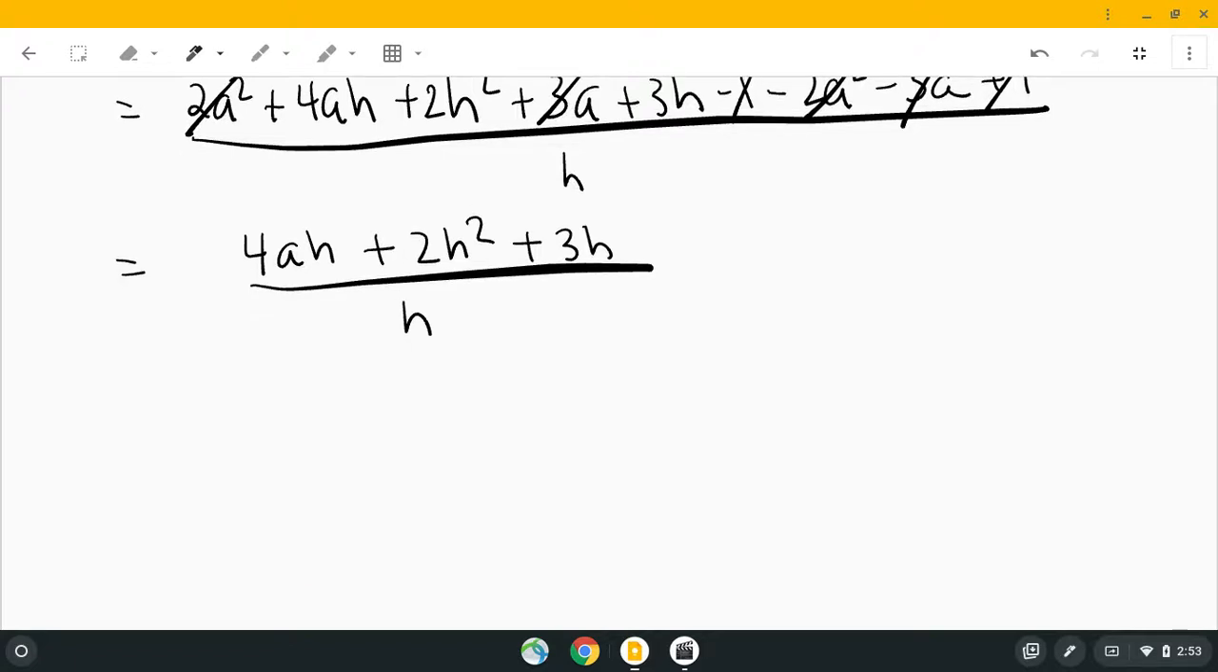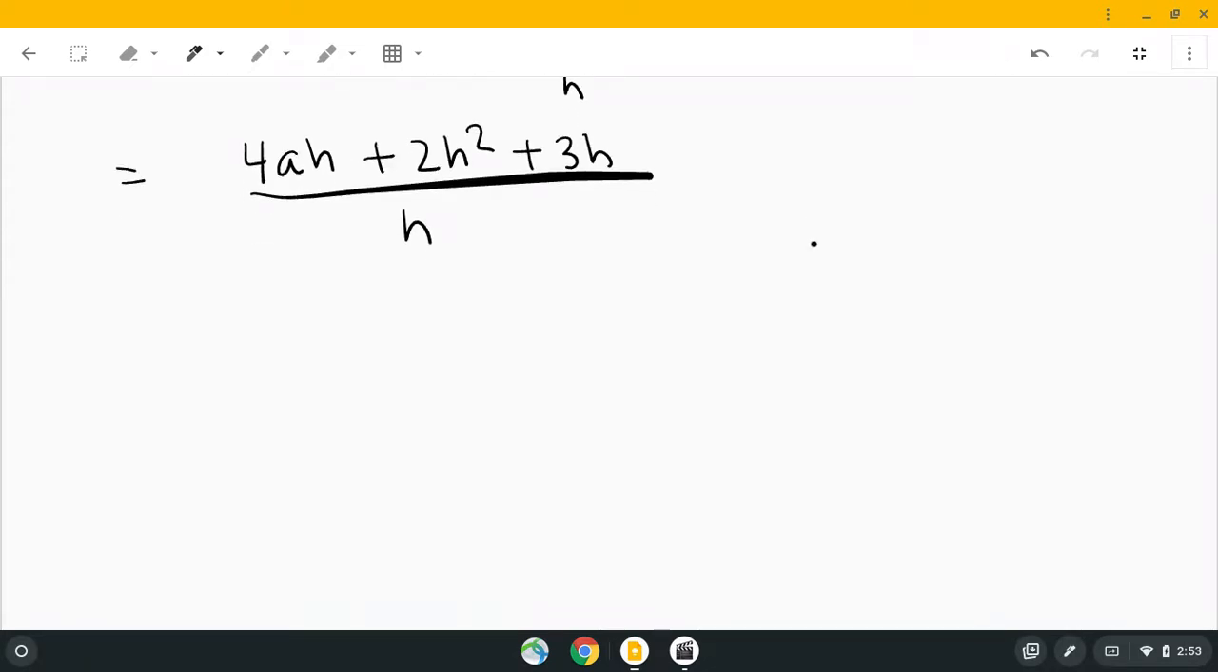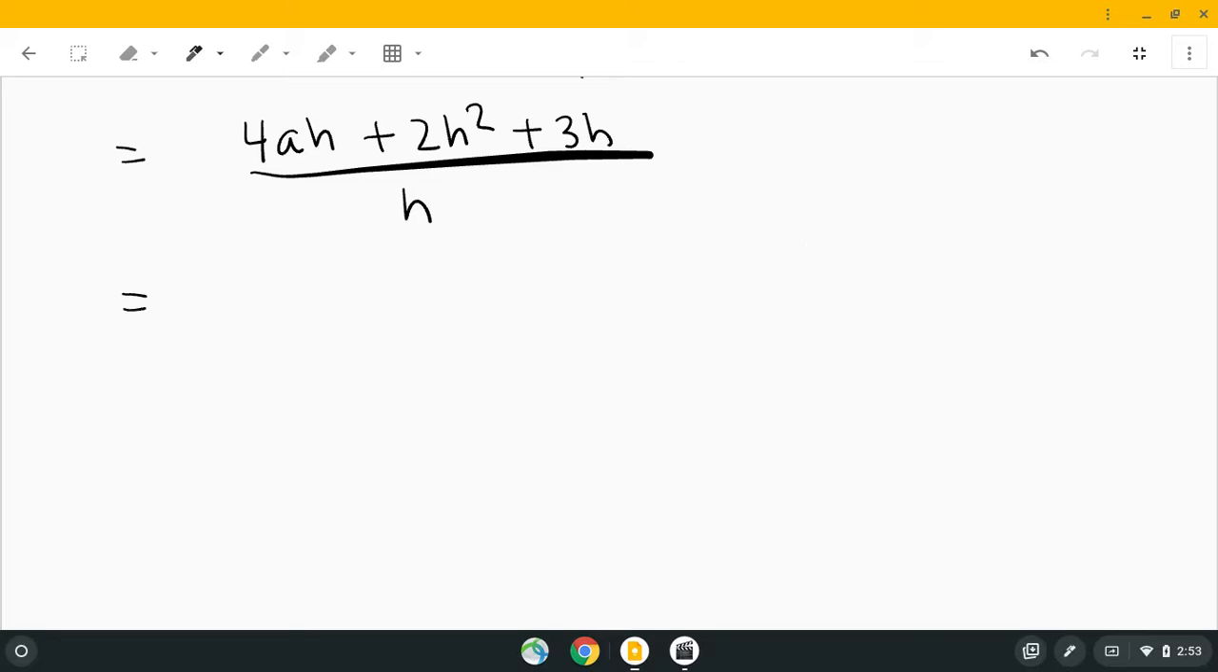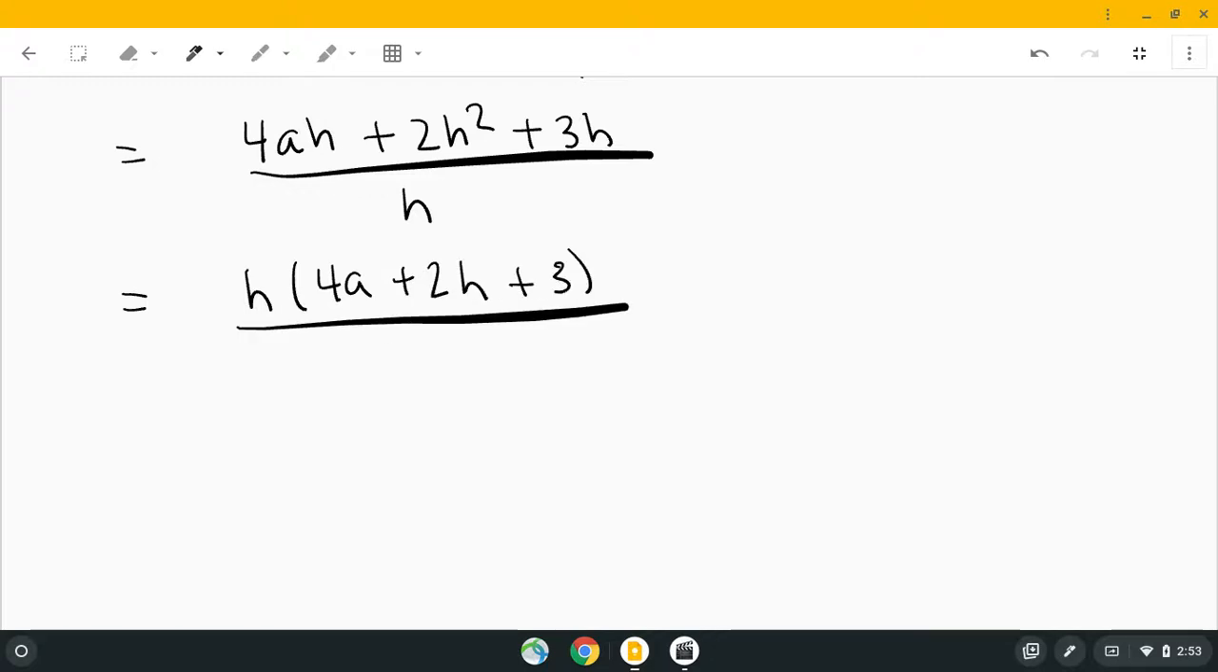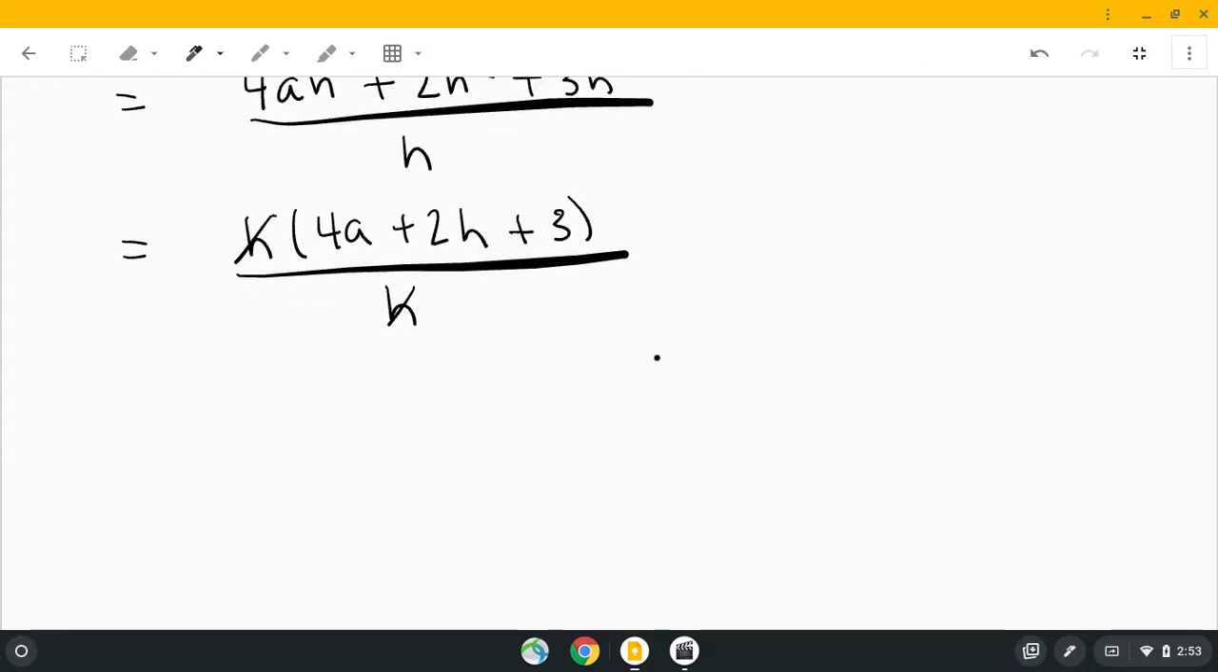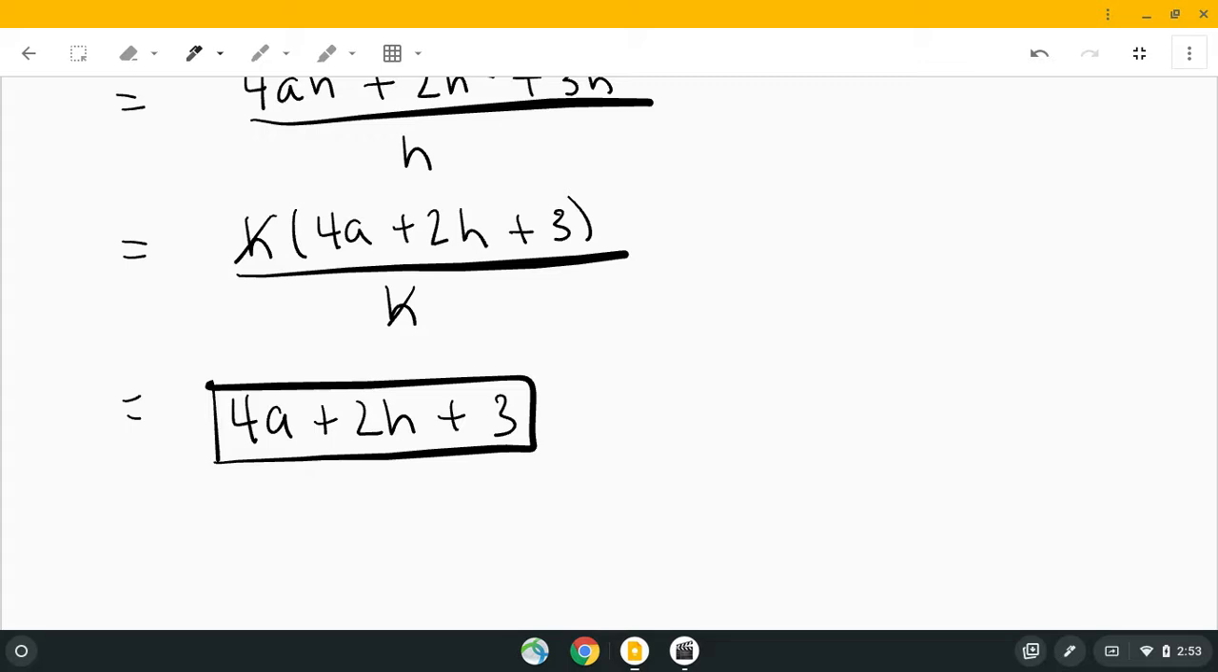Okay, so we're not quite done here. Notice here that they all have what in common? All right, did you say h? Good. So they all have h in common. So I'm going to go ahead and factor out the h. And this is what we get. And now I can cancel the h's. So now that h I was hanging out thinking nothing was going to happen to it just got canceled. Okay, so 4a plus 2h plus 3 is the final answer.